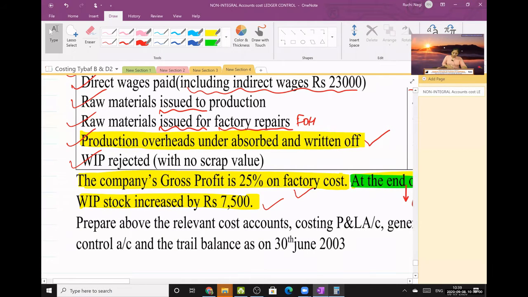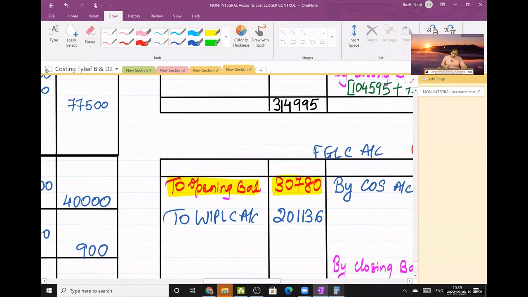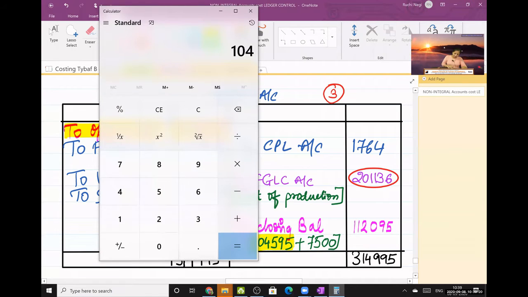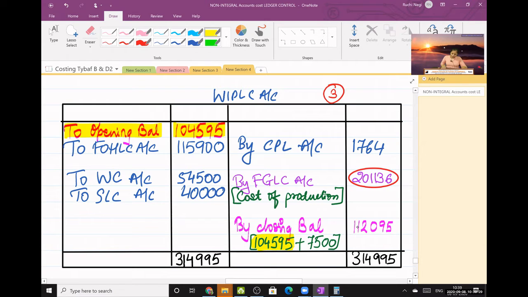It will increase by how much? 7,500. So how much is the opening stock of WIP? It is 1,04,595. Add 7,500. 1,04,595 plus 7,500, so this is my closing balance of WIP. Write it here. And then the balancing figure will come.